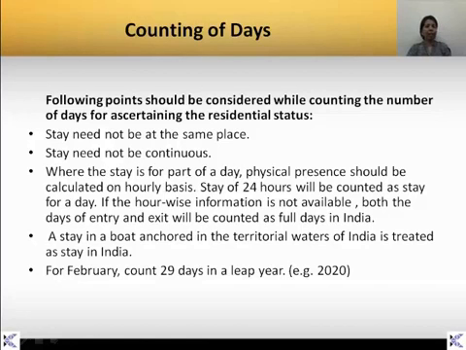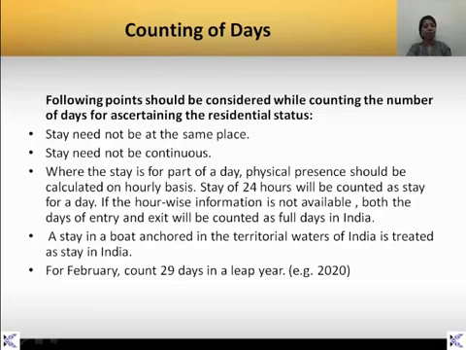Then, if the stay is for part of a day, physical presence should be calculated on an hourly basis. If he is staying for 24 hours, it will be counted as a stay for the day. But if hour-wise information is not available, we should consider both the day of entry as well as the day of exit, and they will be counted as full days in India. As far as our practical problems are concerned, they don't give you the hourly part. So we have to consider the arrival date as well as the departure date, and those days are counted as full days. So you need not worry about the 24-hour stay.